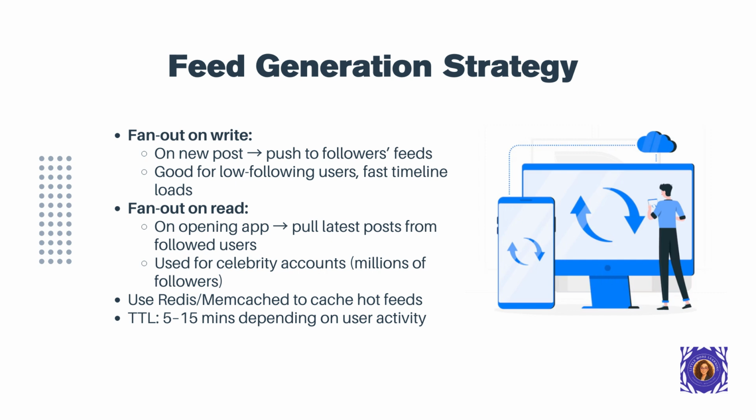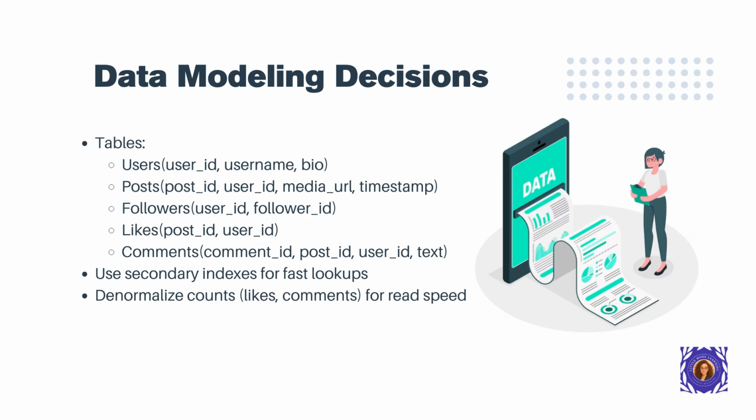We cache hot feeds in Redis or Memcached with TTLs of 5 to 15 minutes, depending on how active the user is. This hybrid approach gives us the best of both worlds: speed for regular users and scalability for power users. Let's talk about how we structure our data.